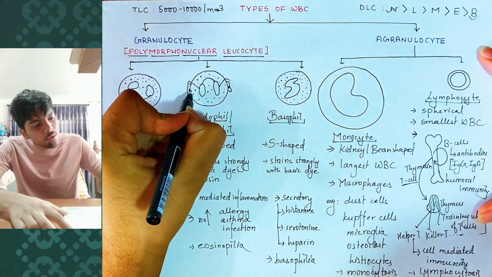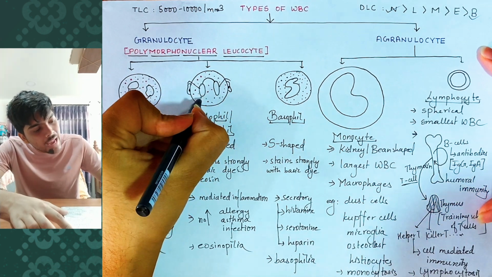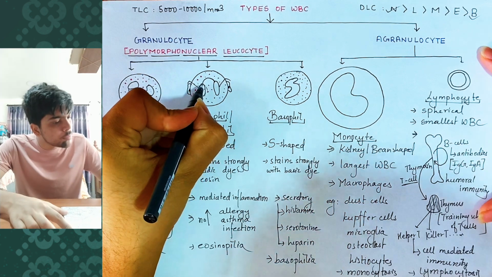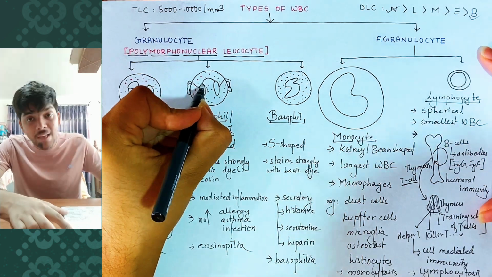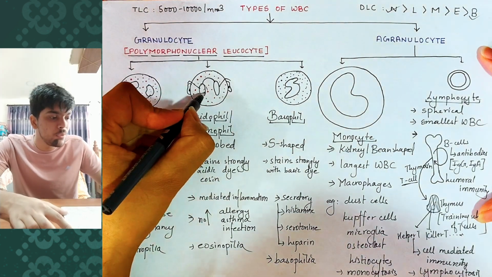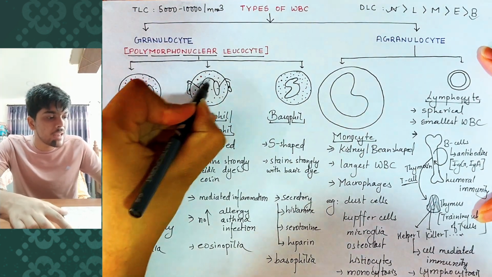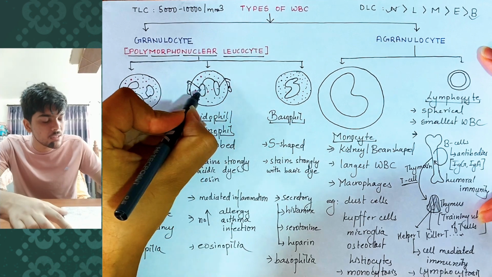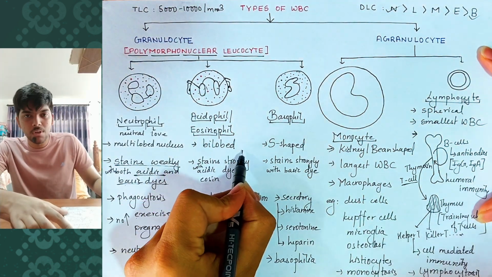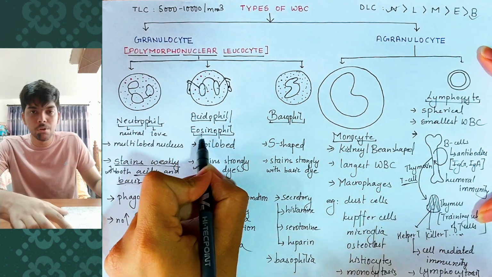Secondly, there's your white blood cell, which contains a bilobed nucleus. That is, the nucleus contains two lobes, and these two lobes are connected with the help of a connective handle. And upon viewing the nucleus, it looks like a spectacle or glasses. And this particular cell with bilobed nucleus is acidophil or eosinophil.